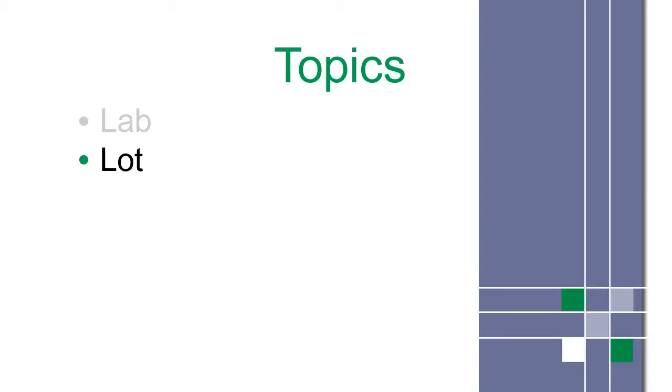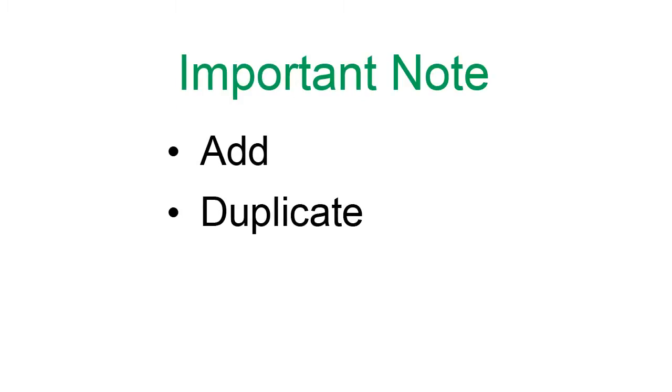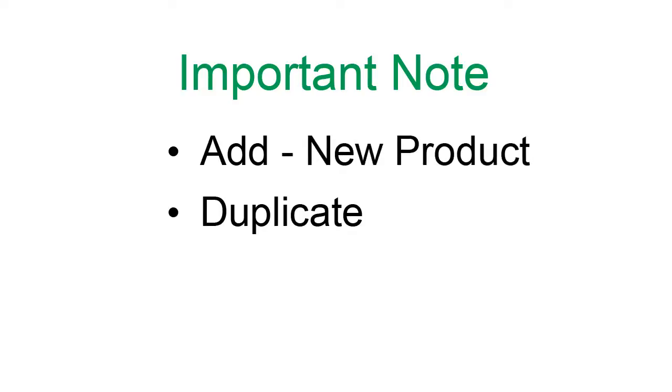Next, let's look at the setup of lots. There are two ways to manually set up a lot: adding and duplicating. Adding should be used for totally new control products. Duplication is helpful when switching to a new lot number of an existing control. Duplication copies test settings, rule selections, and analytical goals to the new lot.